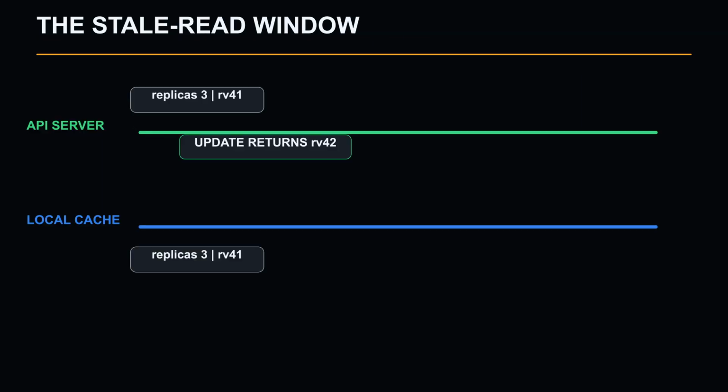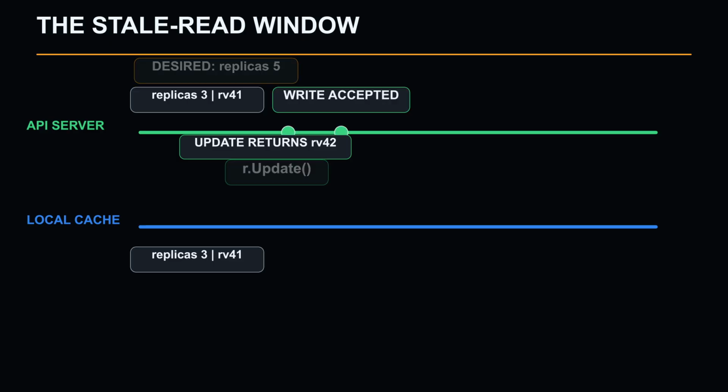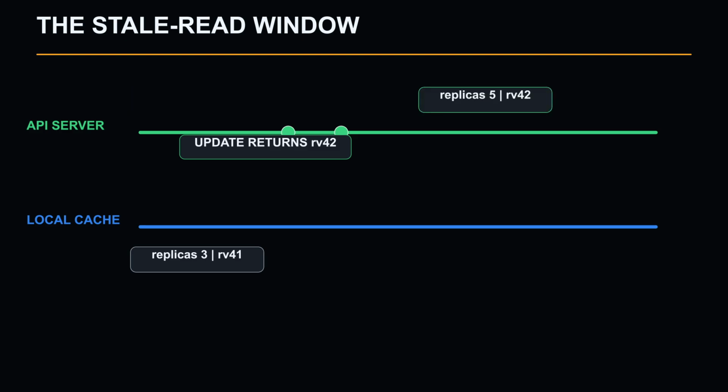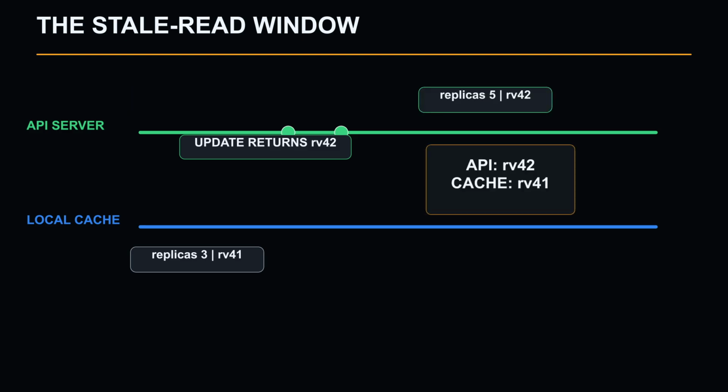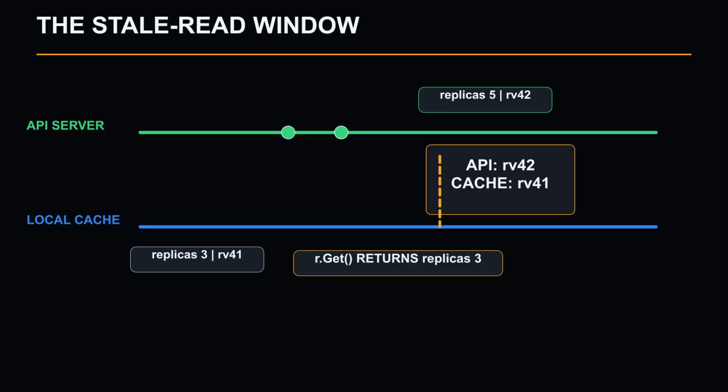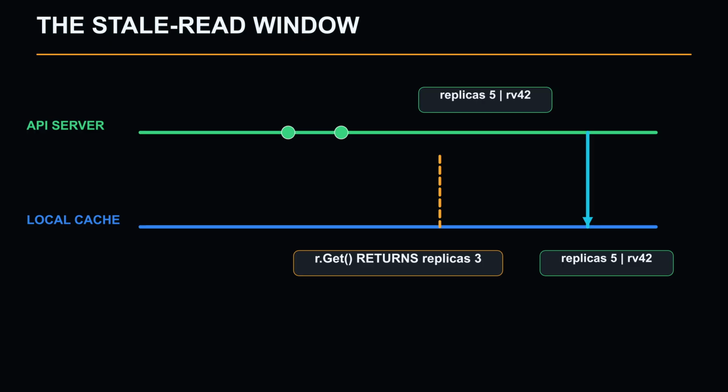Let us slow the failure down. Suppose the cache currently holds a deployment at resource version 41 with 3 replicas. Your reconciler sets replicas to 5. Then it calls update. The API server accepts the write and stores a newer object, resource version 42. The update call returns successfully. But the cache still has version 41. It has not processed the watch event for version 42 yet. If you immediately call r.Get, the read can return 3 replicas. The watch event arrives, the informer updates its store, and a later read sees 5.